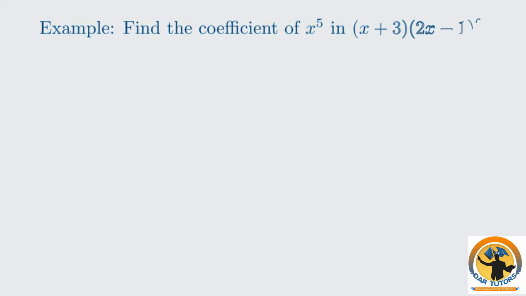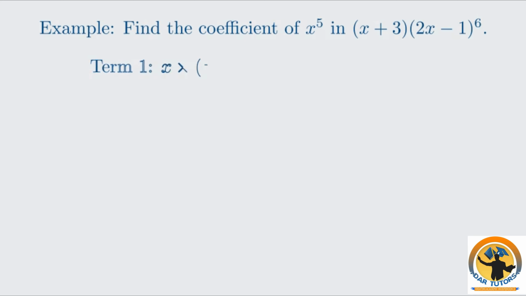Sometimes you'll encounter problems where the binomial is part of a larger expression. Let's see how to handle that. Find the coefficient of x to the power of 5 in the expansion of x plus 3 times 2x minus 1 to the power of 6. The key here is to realize that the x to the power of 5 term can be formed in two ways. We need to find the terms in the expansion of 2x minus 1 to the power of 6 that, when multiplied by x plus 3, will result in an x to the power of 5 term.